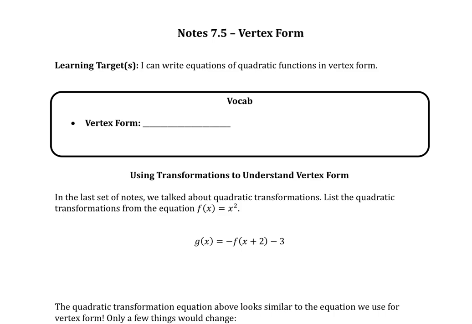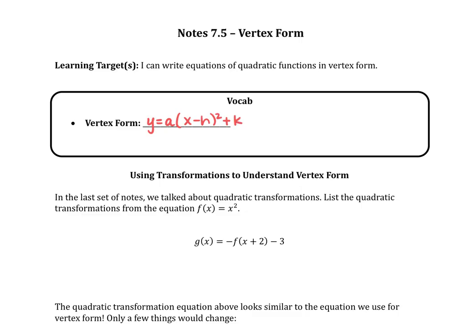Today we're going to be talking about vertex form of quadratic functions. And we're going to start first with our vocab, and that is, what is vertex form? That is y equals a parentheses x minus h squared plus k. And we're going to explain what those pieces mean.